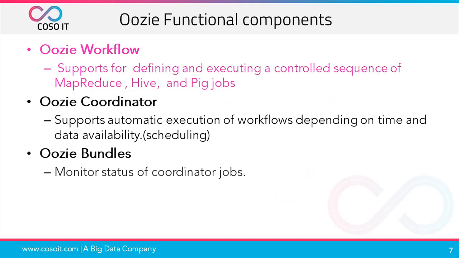So, OOZIE functional components. OOZIE workflow, we know, supports defining and executing a control sequence of MapReduce, Hive, or Pig jobs. OOZIE coordinator: coordinator applications allow users to schedule complex workflows. OOZIE coordinator jobs can be scheduled to execute at a certain time, but after they are started, they can be configured to run at specific intervals also. So they provide a kind of scheduling. OOZIE bundle: the bundle system allows the user to define and execute a bunch of coordinator applications, often called a data pipeline.